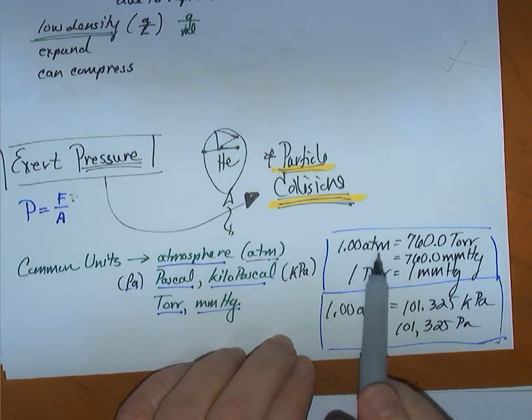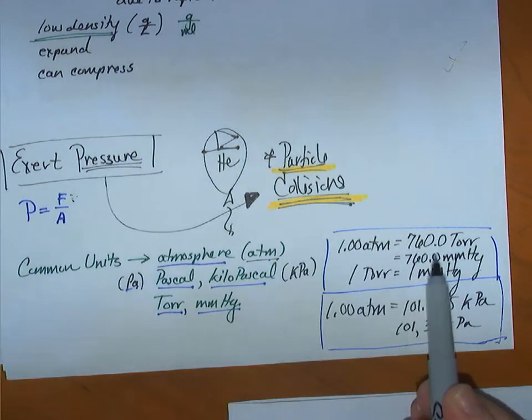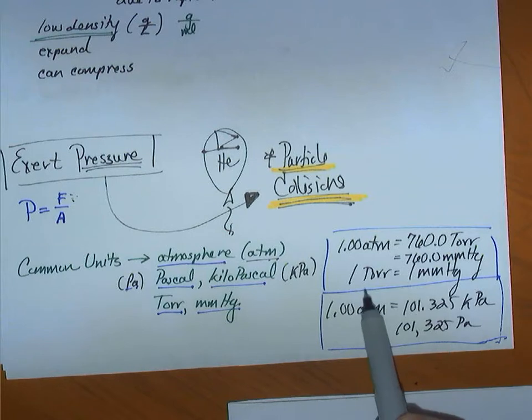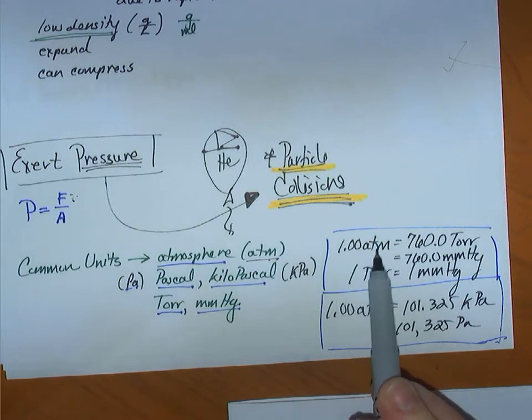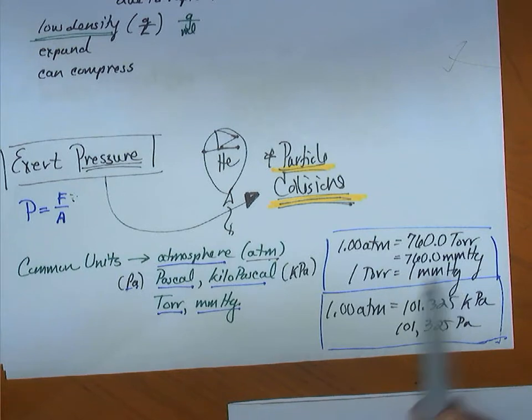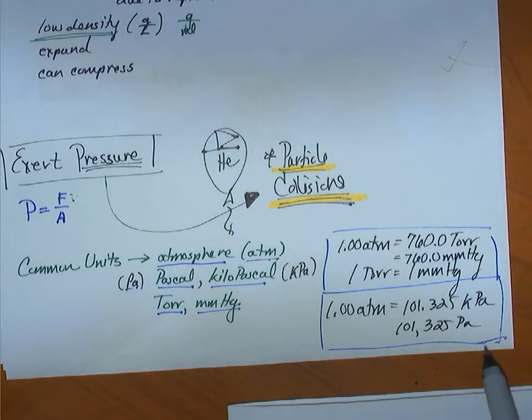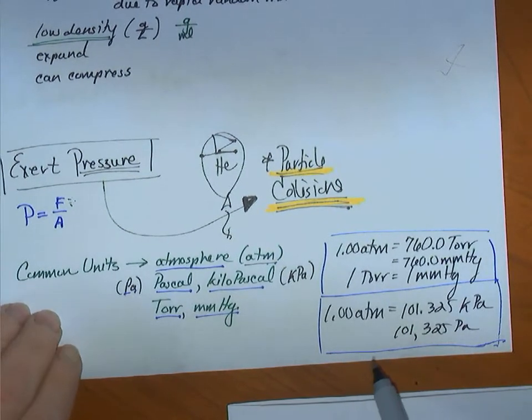1 atmosphere is equivalent to 760 torr. 1 torr is equivalent to 1 millimeter of mercury. So 1 atmosphere is equal to 760 millimeters of mercury. 1 atmosphere is also equal to 101.325 kilopascals, and then 101,325 pascals. Again, you don't have to memorize these, but it's good to have them written down.